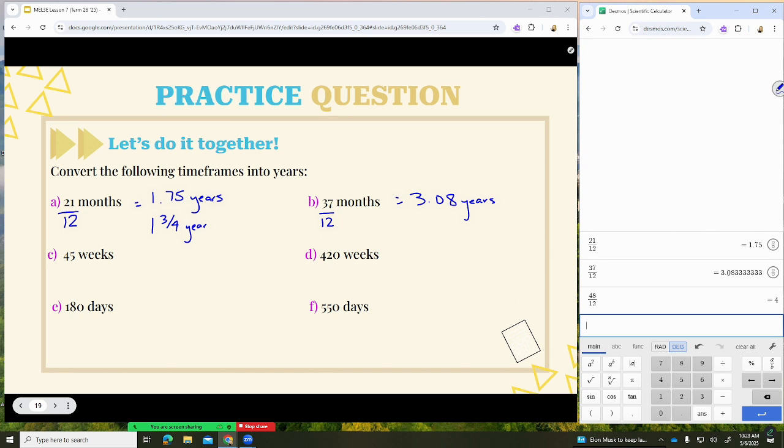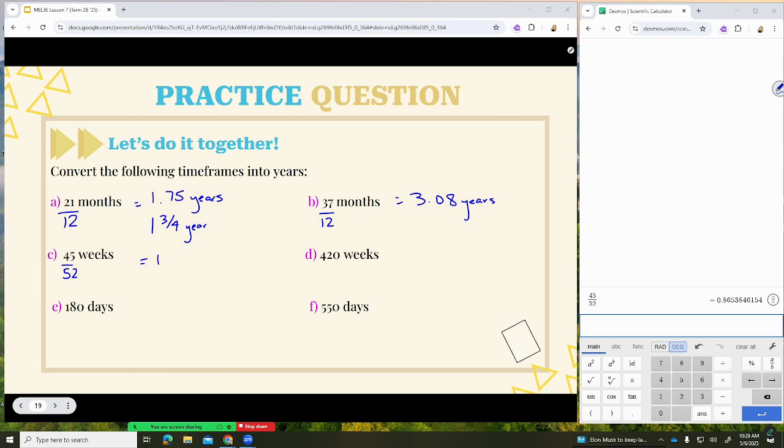We want to put it in terms of years, so it's okay if it's a decimal. It has to be represented in years. Let's try if we invest for weeks. If we invest for 45 weeks, how many years is 45 weeks? Well, there are 52 weeks in a year, so we want to divide by 52. 45 divided by 52 gives us not quite a full year, which we know because 45 doesn't equal 52.